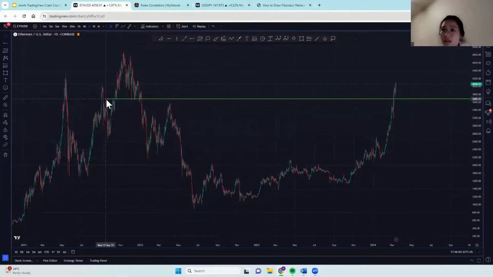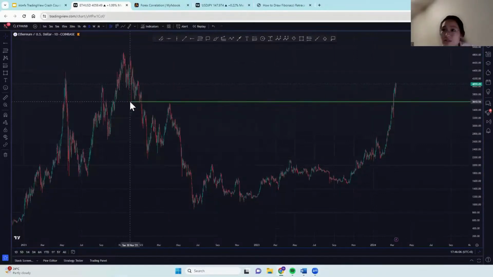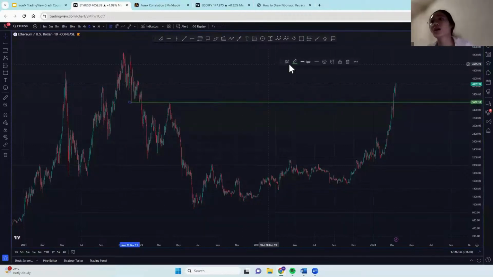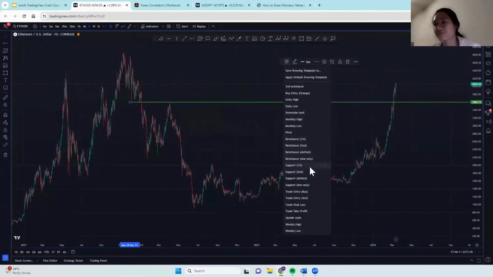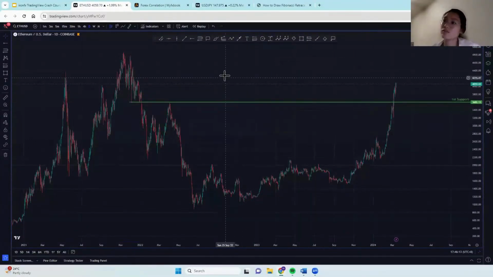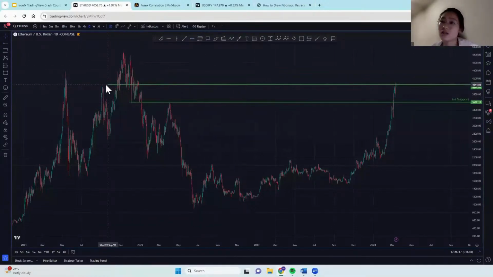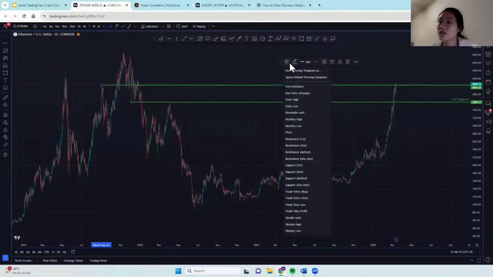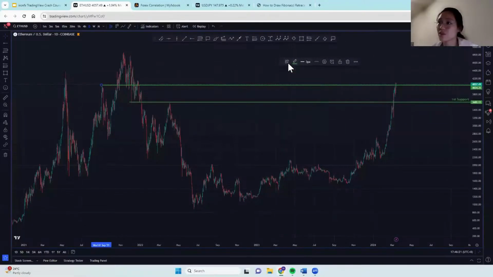Over here, we have an overlap support. And my first, I'm just going to place this here. This is an intermediate level or my pivot.